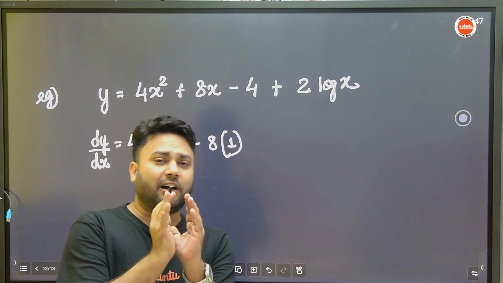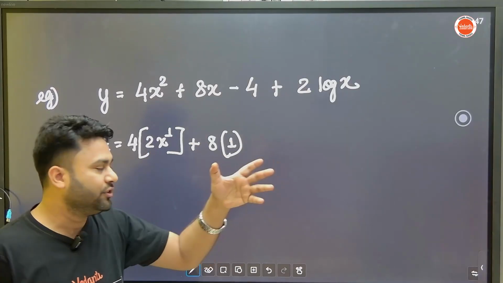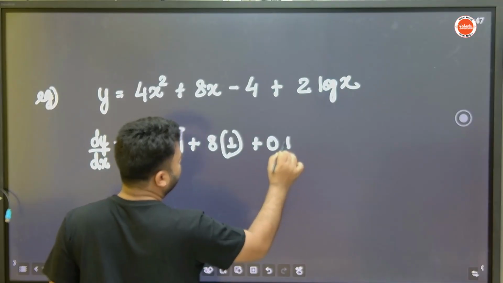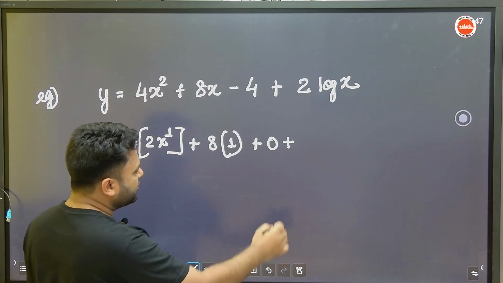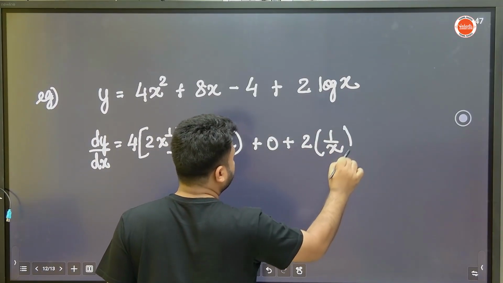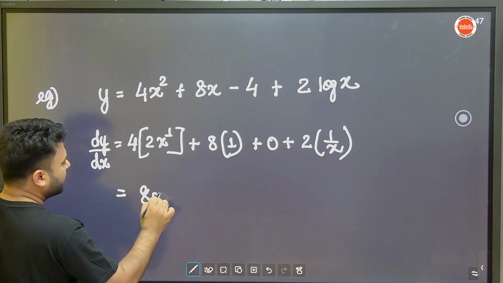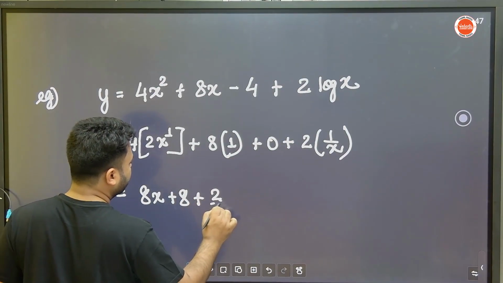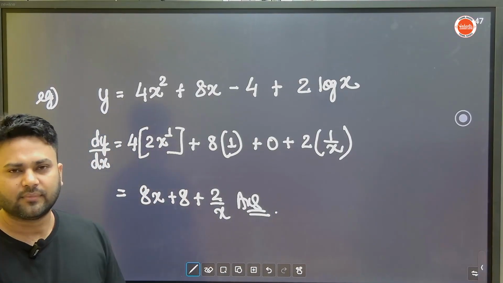If the constant is alone, like here minus 4 is alone, its differentiation will be 0. So minus 4 differentiation will be 0. Plus again we have a constant but it is attached with some variable, so constant we will take outside, log of x differentiation is 1 by x. So our final answer becomes 8x plus 8 plus 2 by x. So this will be our answer. Correct?